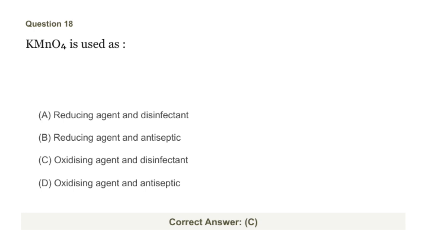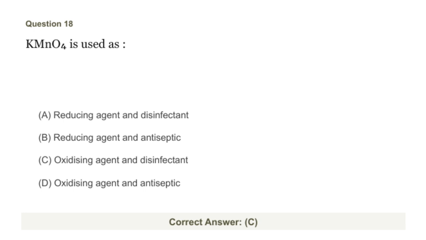When we talk about disinfectants, we're referring to substances that eliminate or reduce harmful microorganisms on surfaces or in water. KMnO4's oxidative properties help destroy bacteria, viruses, and fungi, making it a reliable disinfectant. It's important to remember that while KMnO4 can be used as an antiseptic as well, its primary and most common use in practical applications is as an oxidizing agent and disinfectant.